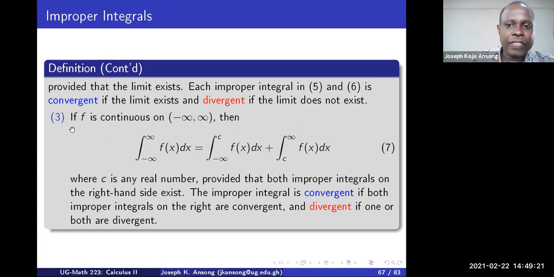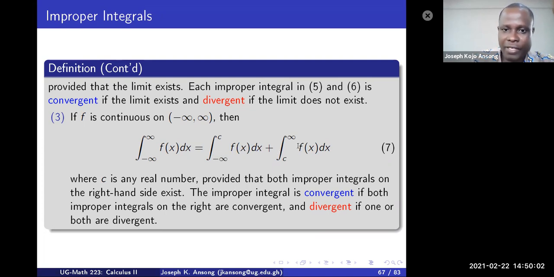The third point in the definition is that if f is continuous on negative infinity to infinity, then what you do is that you split the interval into two. So from negative infinity to infinity of f of x dx should be equal to the integral from minus infinity to some number c. Okay, the choice of c is not that important. f of x dx plus the integral from c to infinity of f of x dx. Well, we've already seen how we deal with these cases. So you can then go ahead and use the previous points definitions to do this, and then also do this.